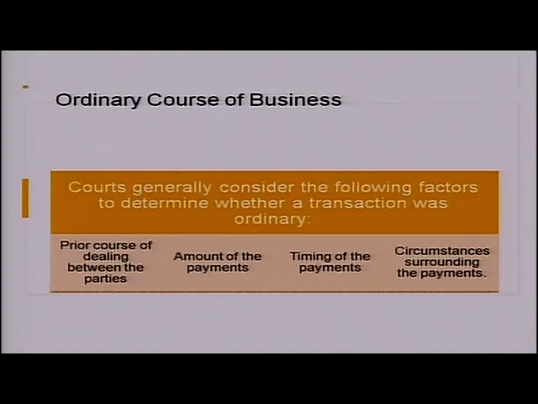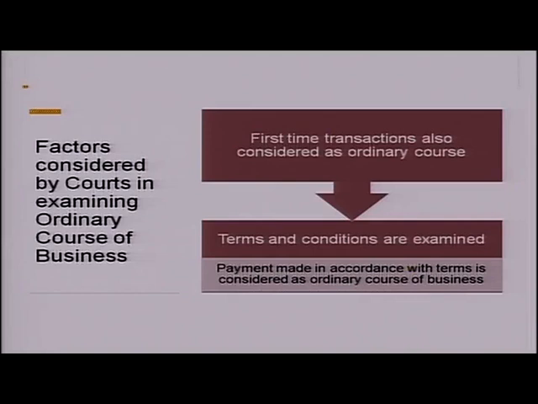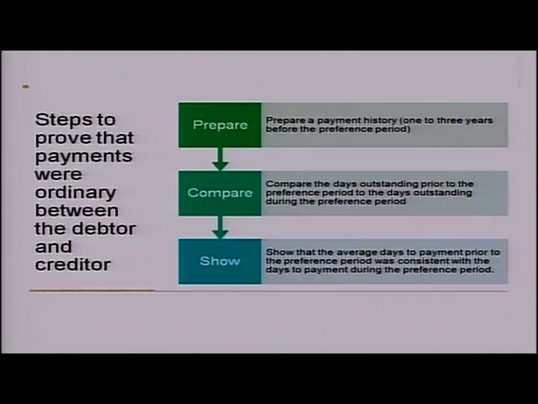So what are the factors which the court considers to determine whether a transaction is in the ordinary course or not? A, the prior course of dealing between the parties, the amount of the payments, the timing of the payments, and lastly, the circumstances surrounding the payment. So circumstances will vary from case to case. And these are two more factors which are considered. If there are first-time transactions, first-time transactions will generally be considered as ordinary course. And terms and conditions, of course, need to be examined. So payments which are made in accordance with the terms are considered as ordinary course of business. But if you are paying out of the ordinary, then of course it will not be considered as such.